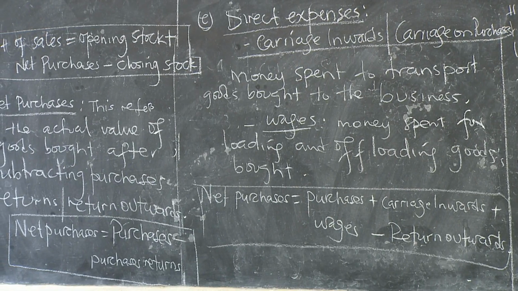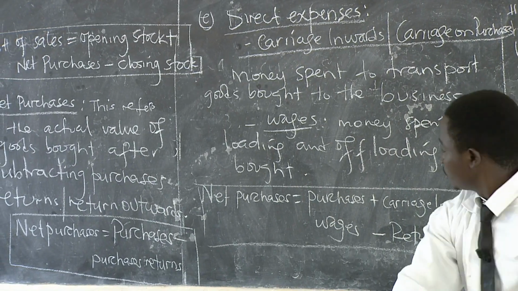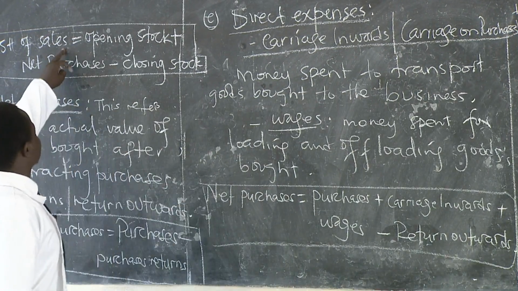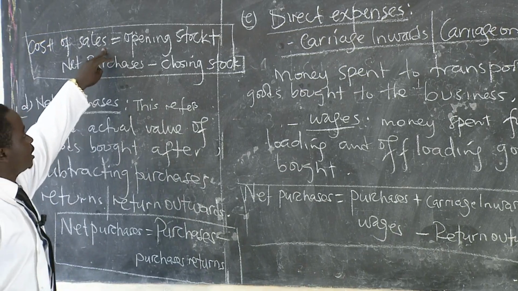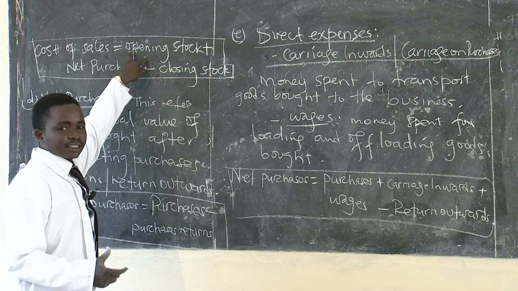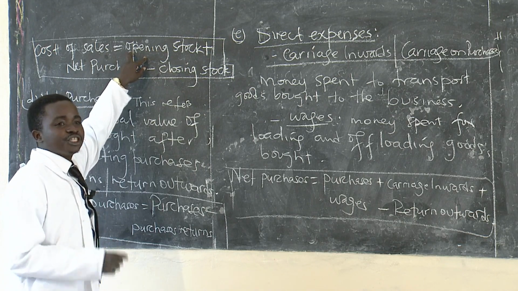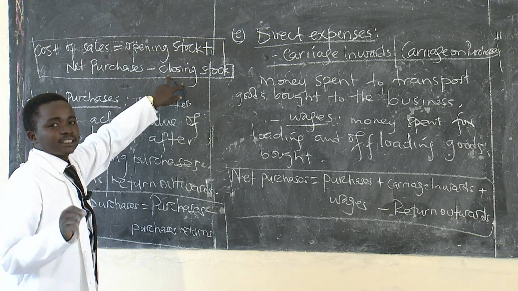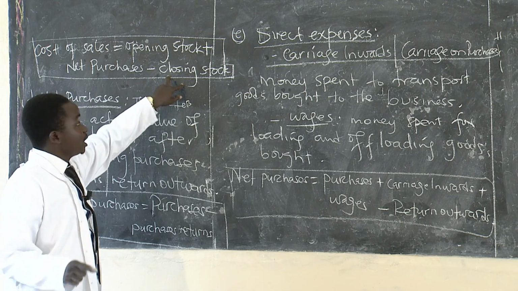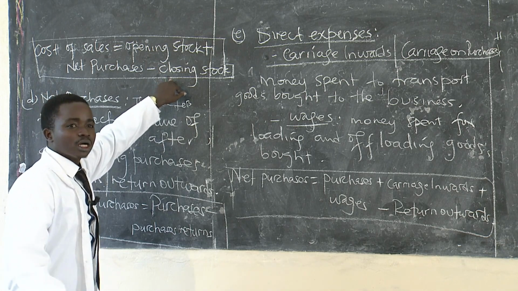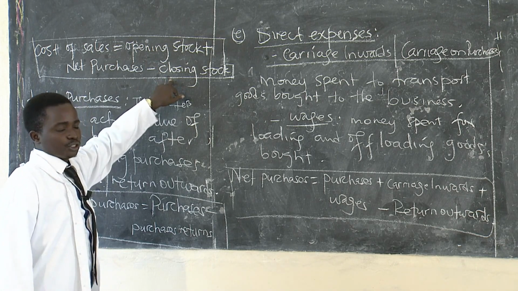So when you come back to this cost of sales formula, opening stock is the value of goods present at the beginning of a trading period. Closing stock is the unsold stock at the end of the trading period. And remember, the closing stock becomes the opening stock of the new trading period.